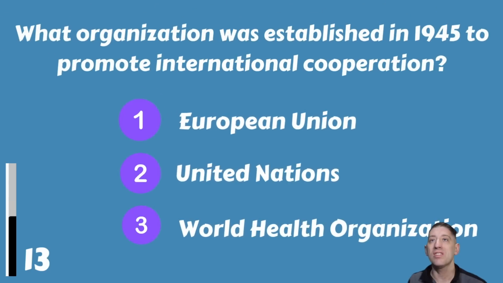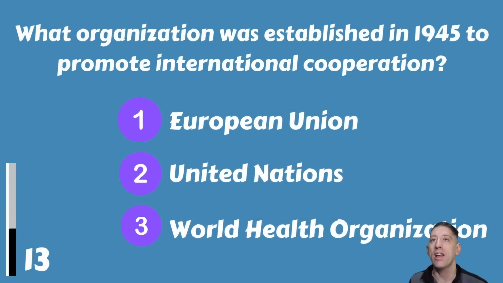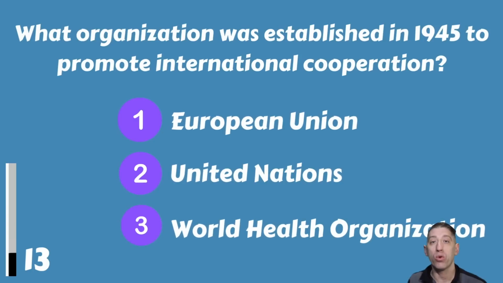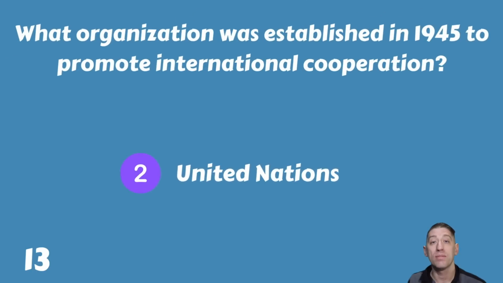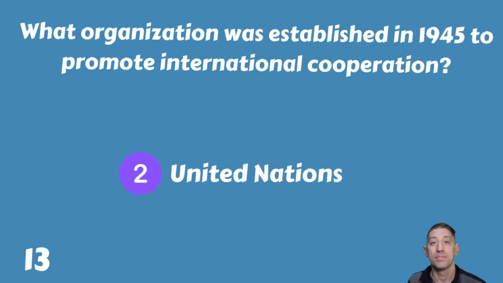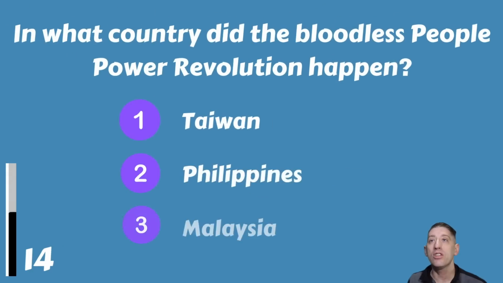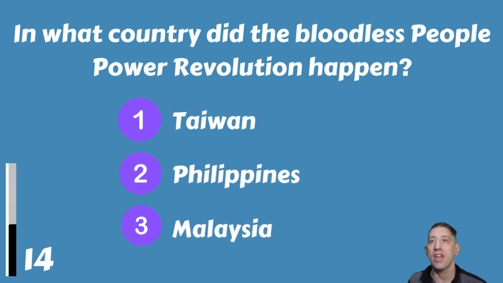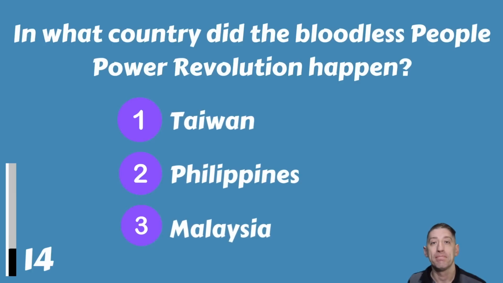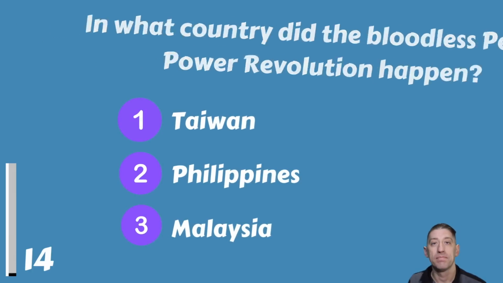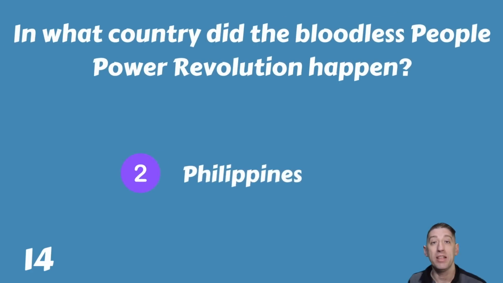What organization was established in 1945 to promote international cooperation? European Union, United Nations, World Health Organization? United Nations. In what country did the Bloodless People Power Revolution happen? Taiwan, Philippines, or Malaysia? Philippines.